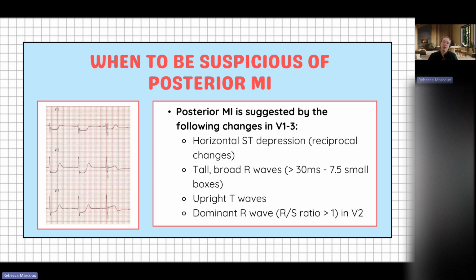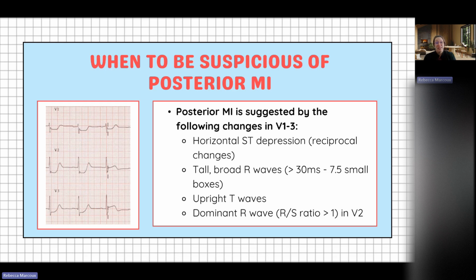So there are some reasons to be suspicious of posterior MI, but ultimately it can happen in any of our patients with lateral or inferior MIs. So it's not wrong to check in those patients. If you have MRPs who like you to check in patients that have lateral and inferior MIs, it's not a bad idea. There is an increased mortality in those patients.